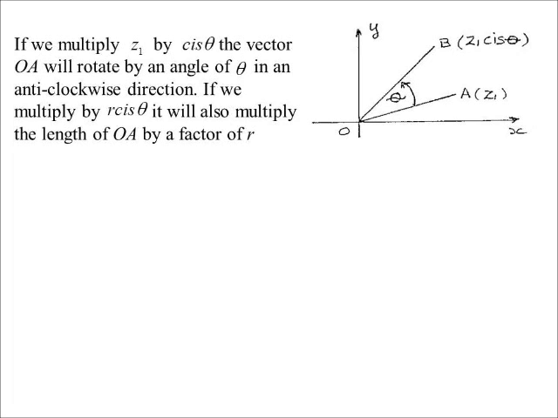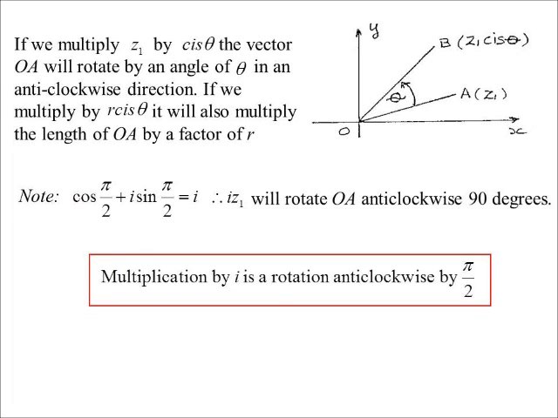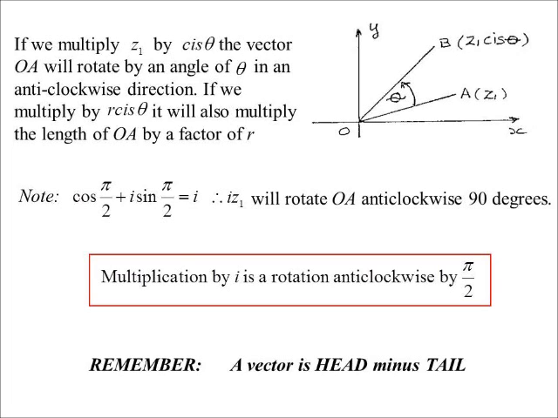Now, had I multiplied it by r cis theta, then I would have rotated it into the same position, but then I would change the length by whatever that factor is. So if it was 2 cis theta, I'd double it. If it was a half cis theta, I'd halve it. It becomes a very important fact. If you multiply by i, which is of course cos pi on 2 plus i sine pi on 2, that's a rotation of 90 degrees, and it would be anti-clockwise, of course. But always remember, if you're trying to work out what a vector is, head minus tail. So get the head, subtract the tail, that'll tell you the complex number you're talking about.